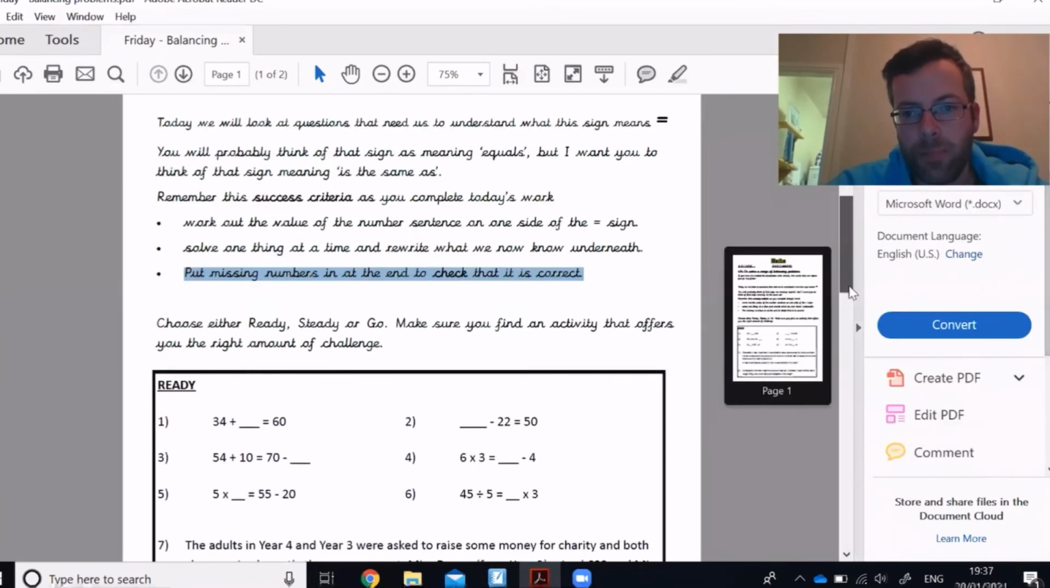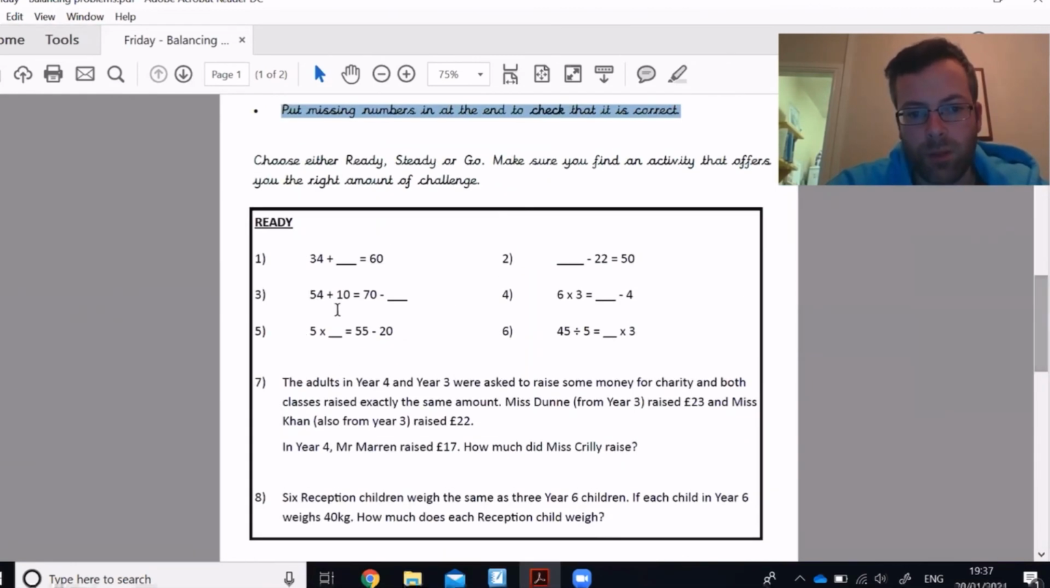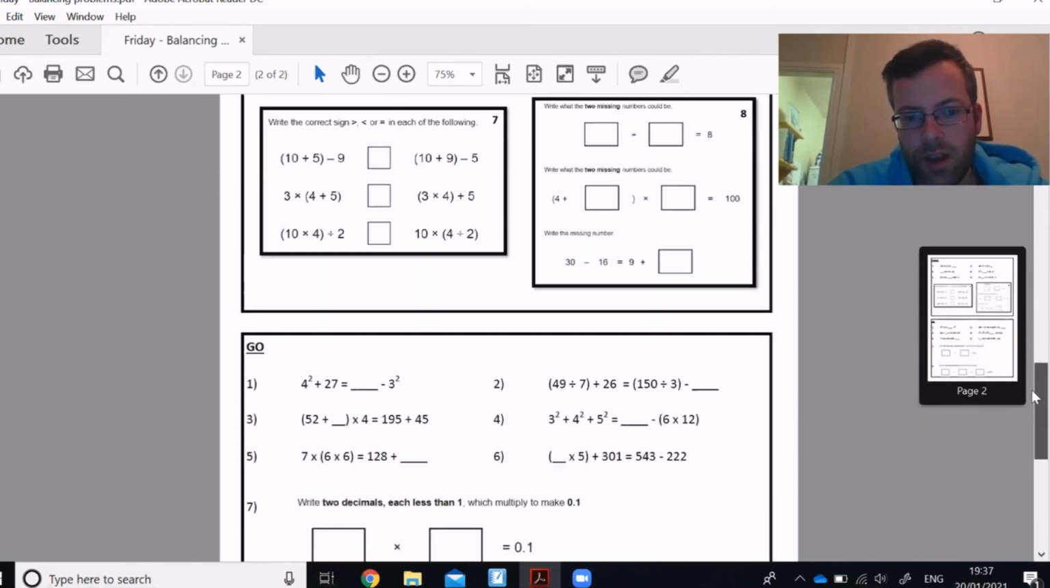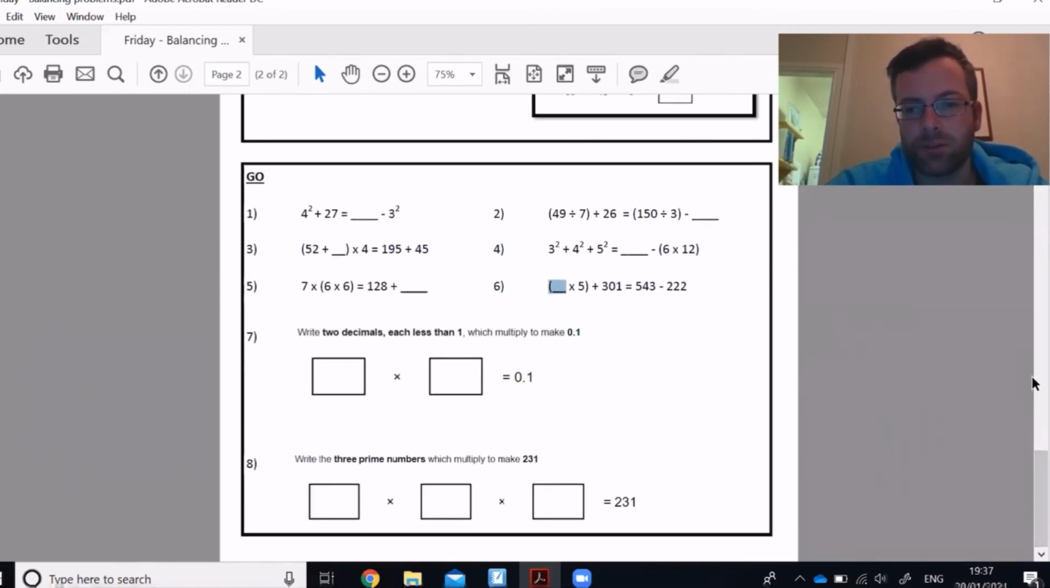So ready looks a bit like this. There's a couple of word problems underneath to have a go at. Kind of one-step stuff mainly. Steady, looking at stuff where there's a bit of brackets in there. Again, maybe some orders and some slightly trickier problems. And then go, we've got whole loads of brackets, bigger numbers, missing numbers that are a bit more difficult to find, and then some trickier questions.